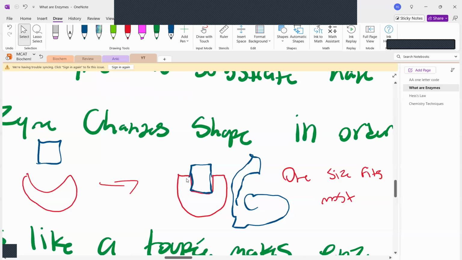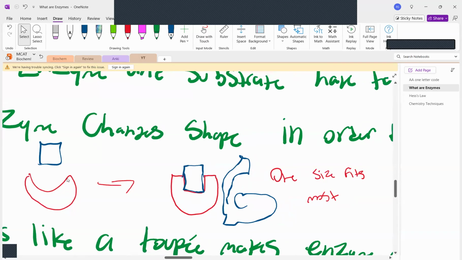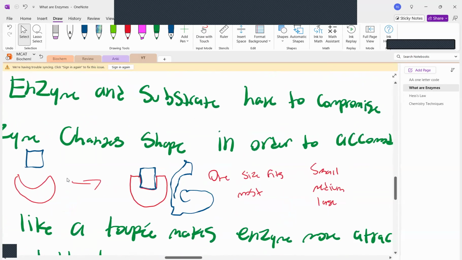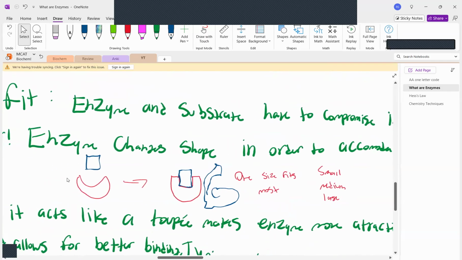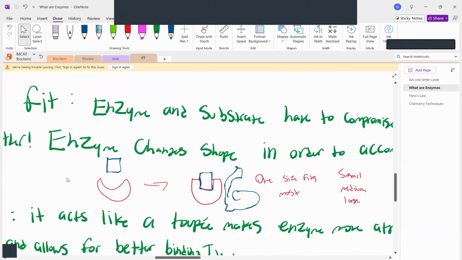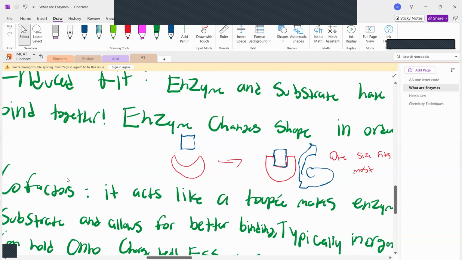But once the substrate comes closer and starts to bind to the enzyme in the active site, it'll start changing shape. So you can see that now it's more square here, whereas this is more circular, or concave. So that's kind of the two theories. They're kind of running their theories, right? There's some evidence to support one, and some that disproves it. Those are the two you need to know for the MCAT.